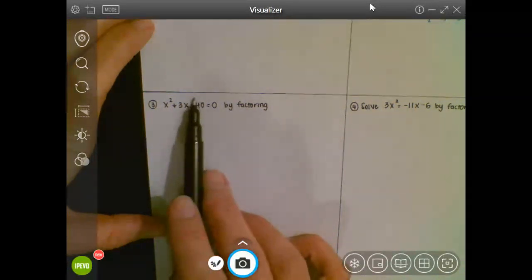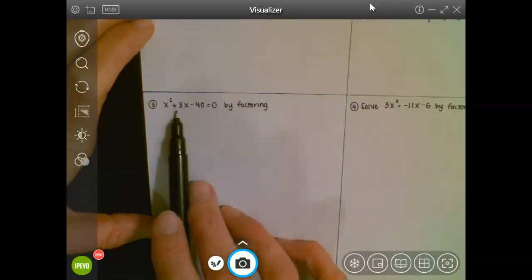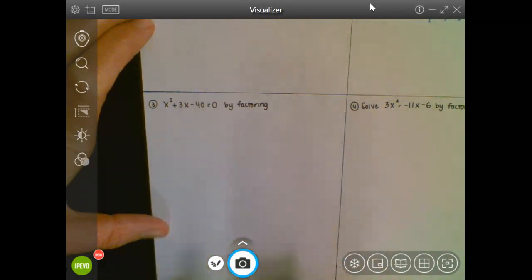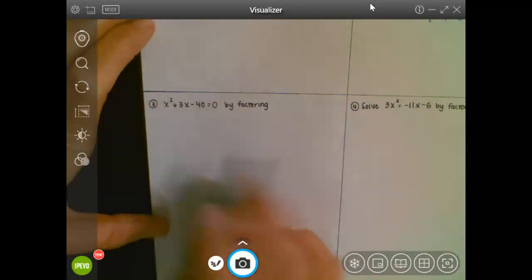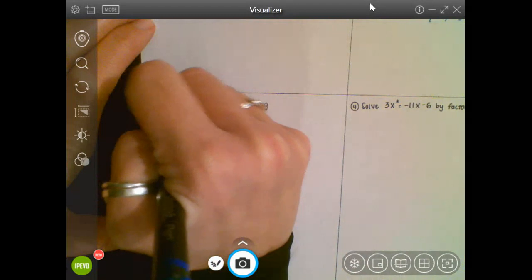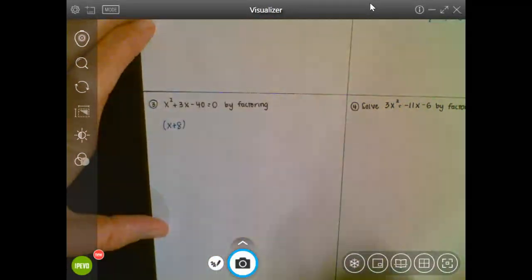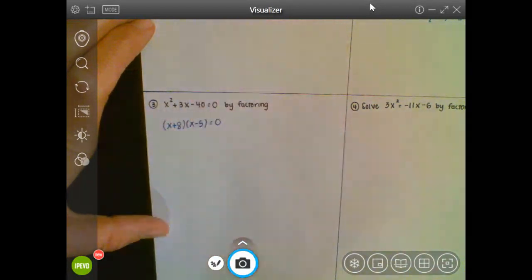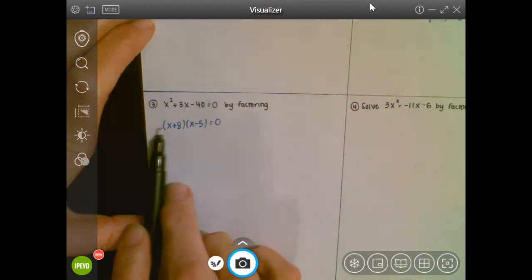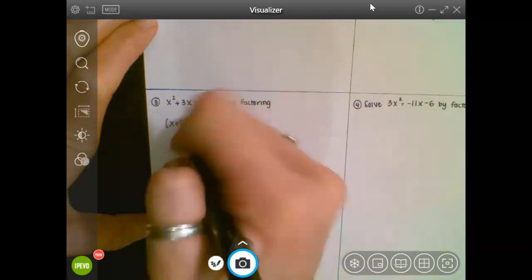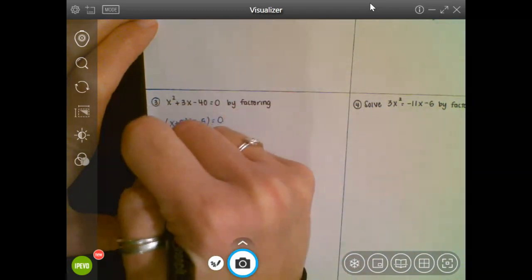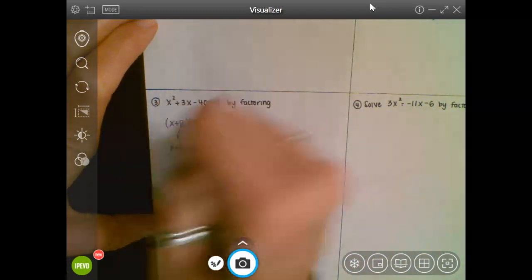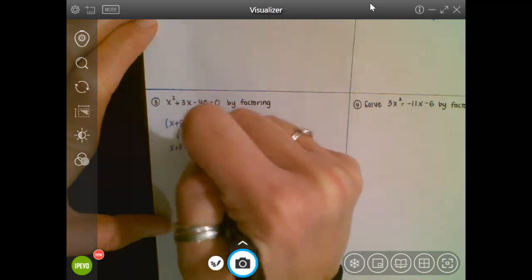So I'm looking for factors of negative 40 that add to positive 3. I believe that will give me a positive 8 and a negative 5. So my factors would be an x plus 8 and an x minus 5. Here I don't have any coefficients on the outside that I have to deal with, so I can just go straight into my zero product property. So x plus 8 is going to equal 0, and x minus 5 is going to equal 0.